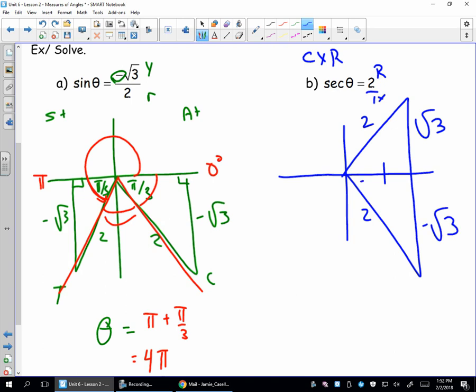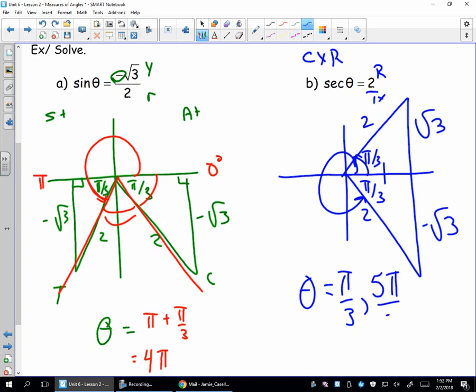Across from root 3 is always pi over 3. What are my answers? Well, the first one, just up to there, is just pi over 3. And the second one goes all the way around to here. It's not quite to the end. It's a pi over 3 short of the end. So it's 5 pi over 3, because 6 pi over 3 would be 2 pi, all the way around.